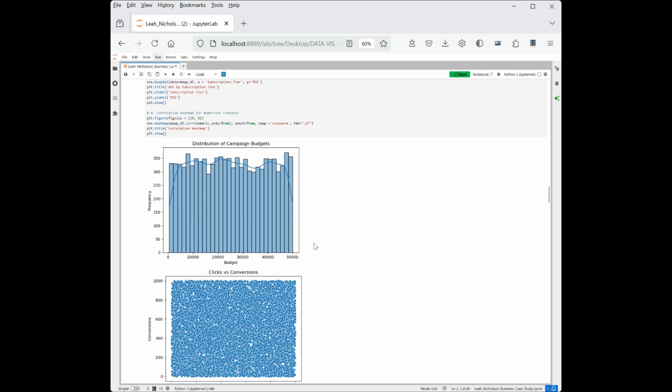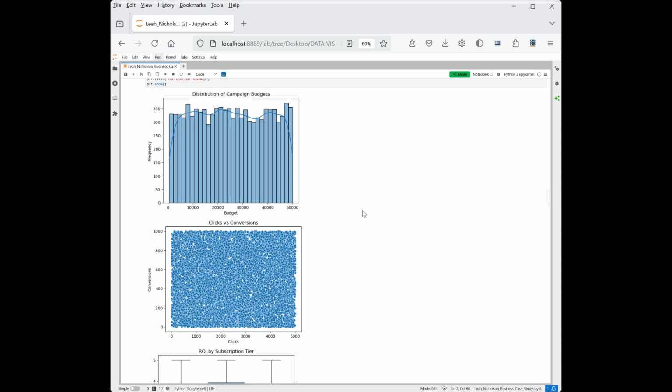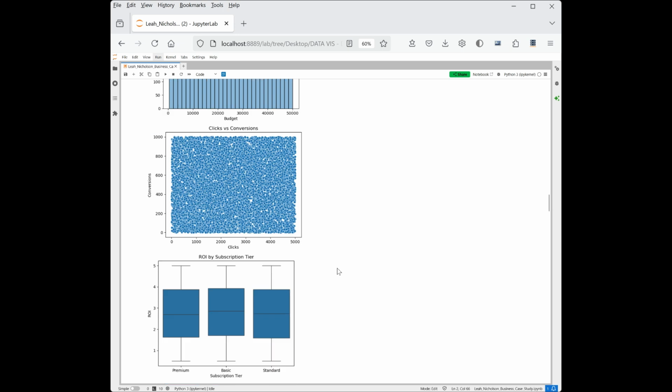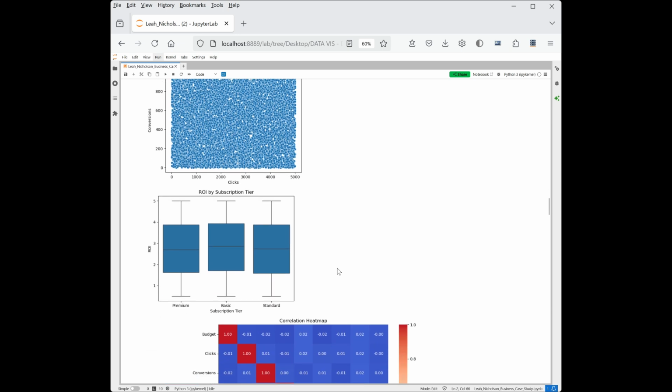So this is what they ended up looking like. The distribution here you can see is relatively uniform. For the clicks versus conversions, it was kind of all over the place, so it's a little hard to see some trends in this format. The return on investment by subscription tier seemed pretty uniform for premium tier, basic tier, and the standard tier.